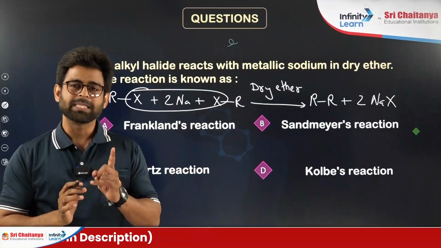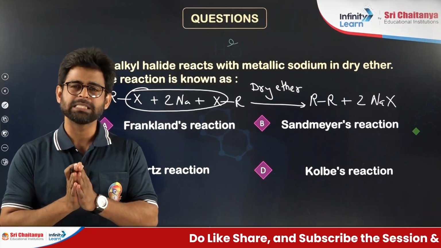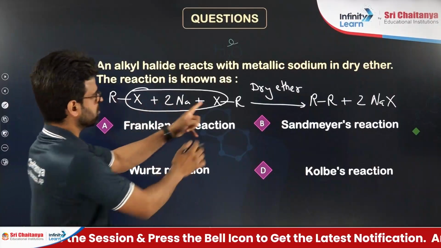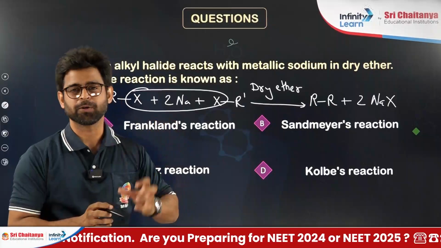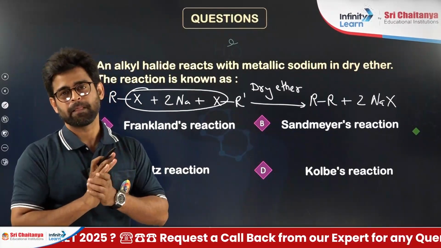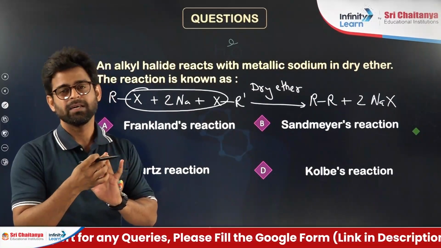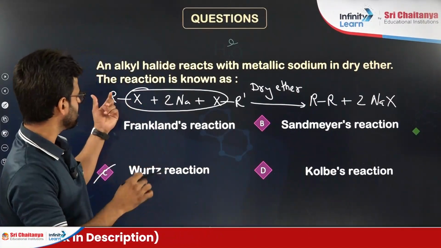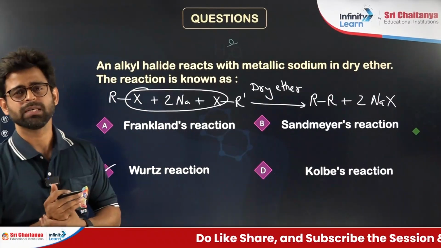You cannot prepare methane by this reaction, and we do not use this reaction to make alkanes with an odd number of carbon atoms. If you use different halides, like R and R dash, it is not good for the reaction, because in this case you will get a mixture of products, a mixture of alkanes, and it will be very tough to separate them from each other. You can't prepare methane. You cannot use it to make alkanes with an odd number of carbons. Only alkanes with an even number of carbons, right? And we should not use tertiary halides here, otherwise sometimes elimination chances also increase, right?